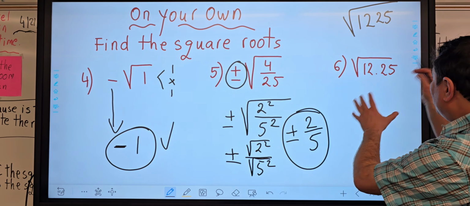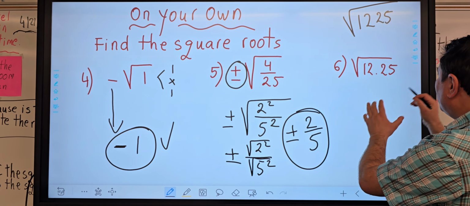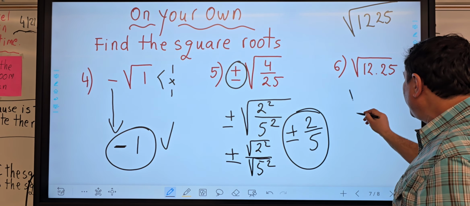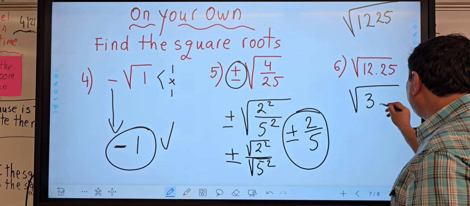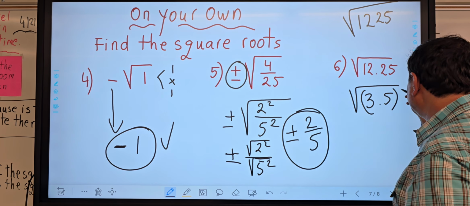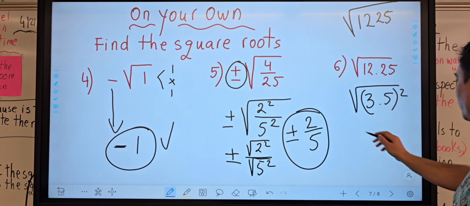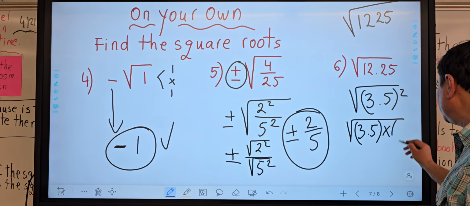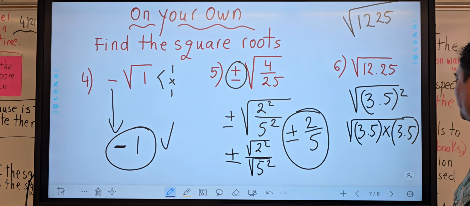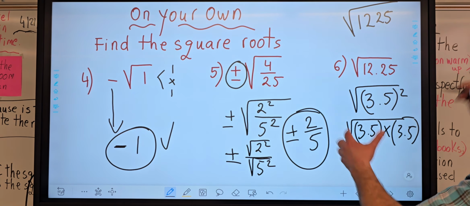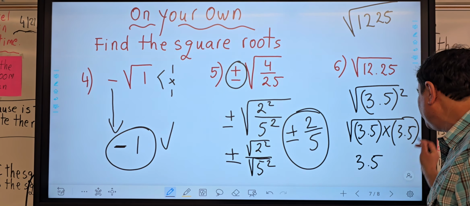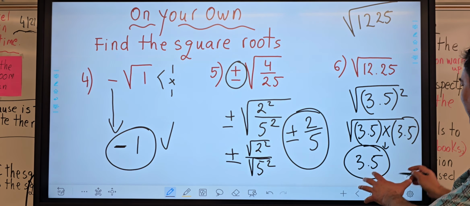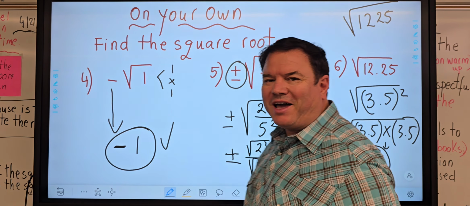And now we are going to see what's square root of 12.25, okay? So that is going to be square root of 3.5 squared, okay? Because we're taking the square root of 3.5 times 3.5. And remember, the final answer is going to be just 3.5. We have a square, and one of them is going to come out in our answer. So the final answer is just 3.5.